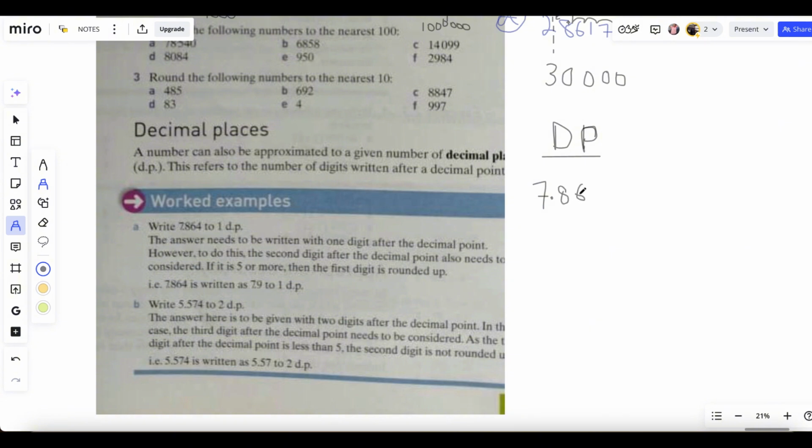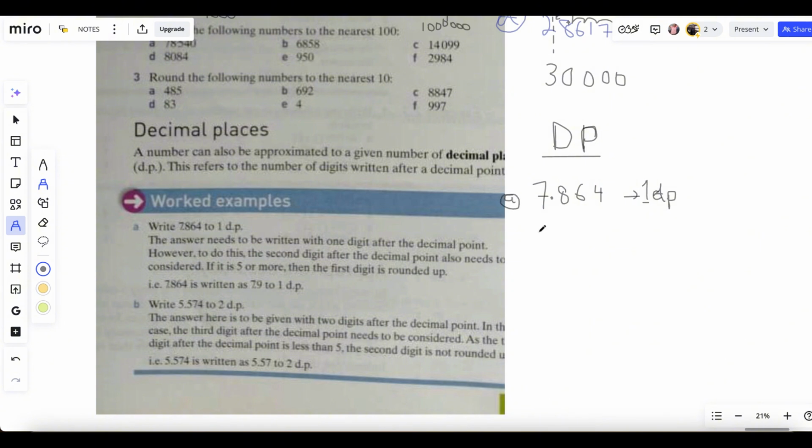7.864. So this one, they say round it up to the nearest 1 DP, 1 decimal place. Round it up to the nearest 1 DP. We're going to do it to 1 DP, 2 DP, and probably 3 DP, or 1 and 2 DP. Let's do A. We call this one A.